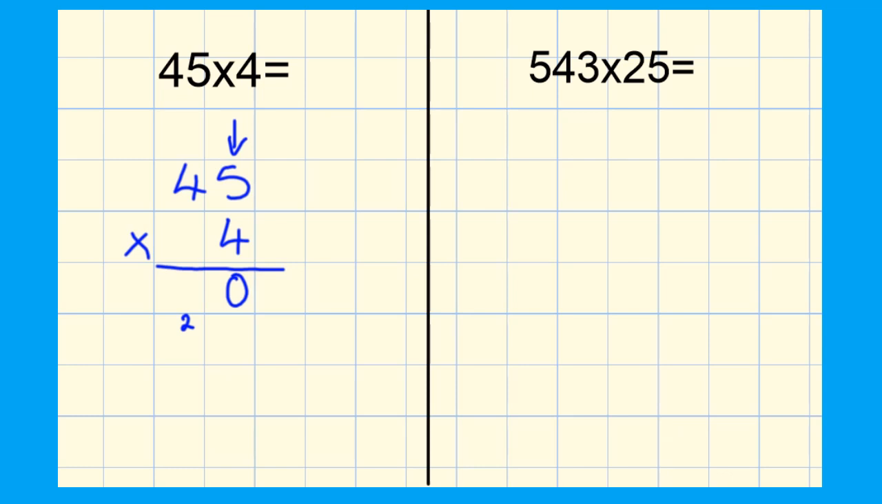4 tens multiplied by 4, well, 4 fours are 16. And our 2 tens that we carried is 18. Our final total is 180.